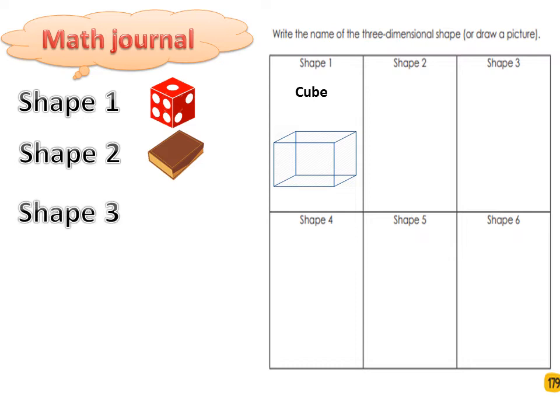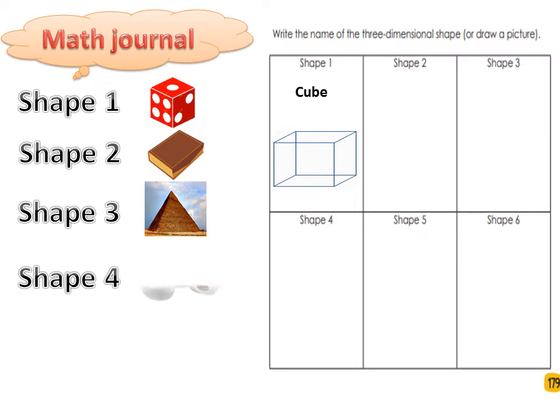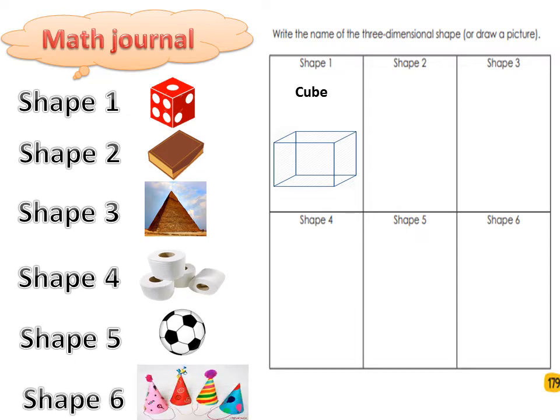Shape number 2, I have a book. 3, pyramid. 4, paper towels. 5, bowl. 6, cone. It's a cone for the party. You will look for each shape and you will draw the 3D shape that looks like this object, okay? And you will write the name of the 3D shape.